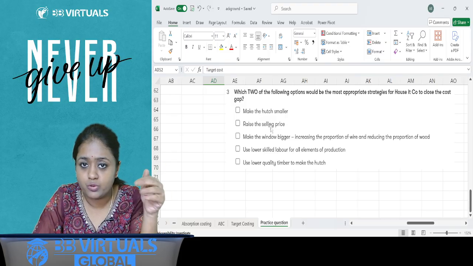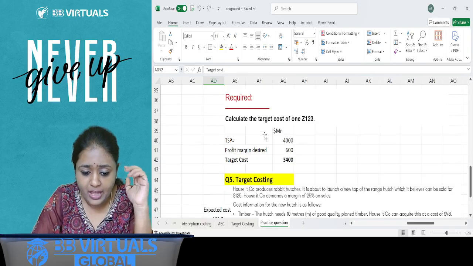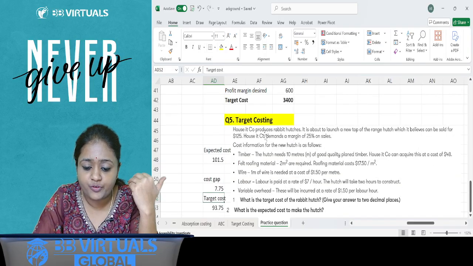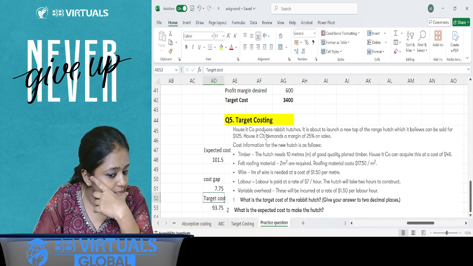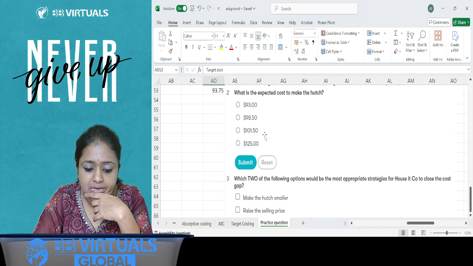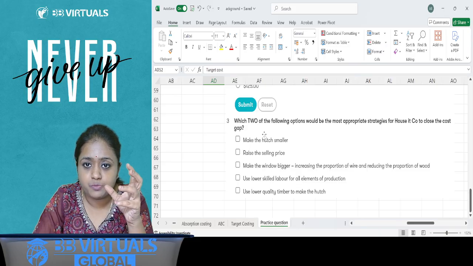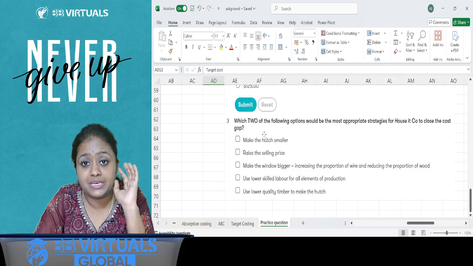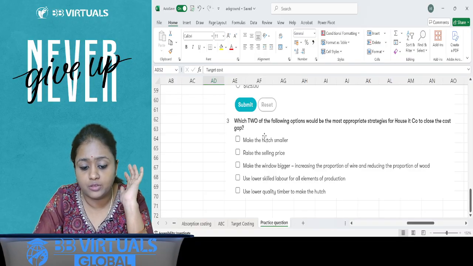Generally no, but let's look at the other questions. If the hutch is made smaller without reducing the quality, the hutch is basically where the rabbits will live. If we can make it smaller without affecting quality, then yes we can. But let's look at the other options.